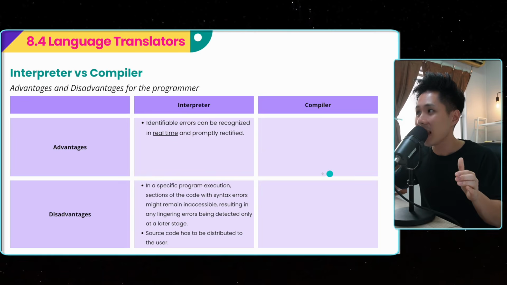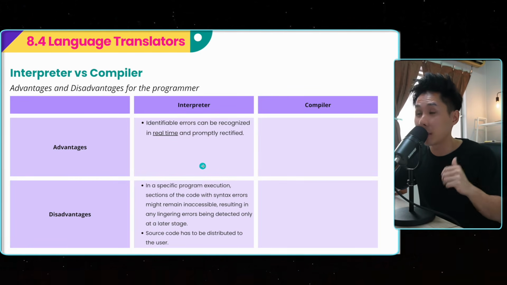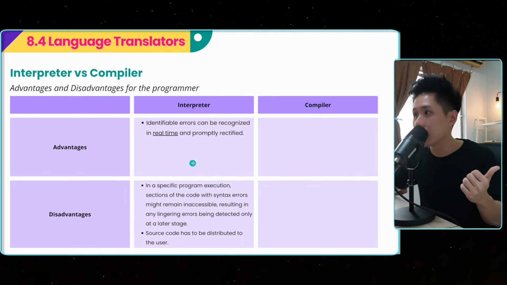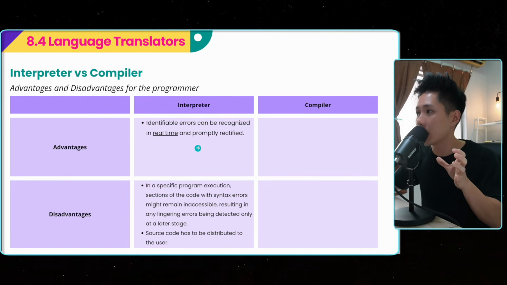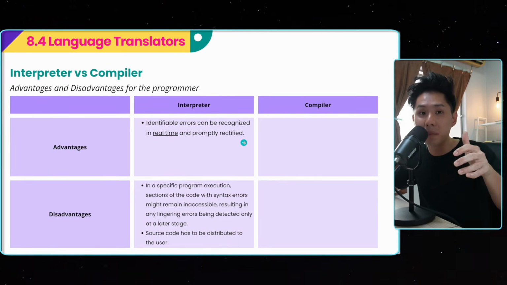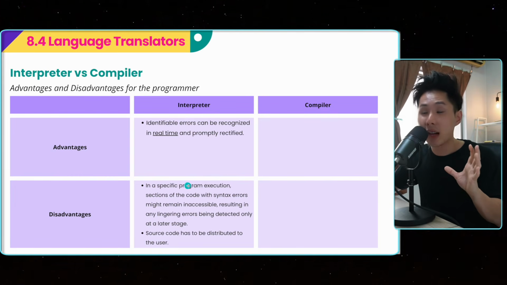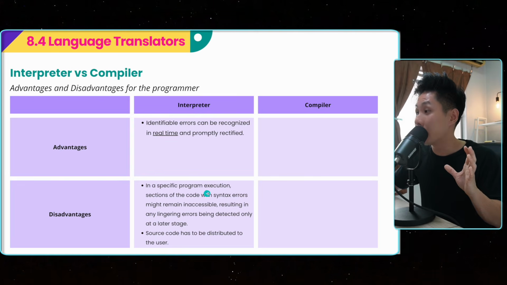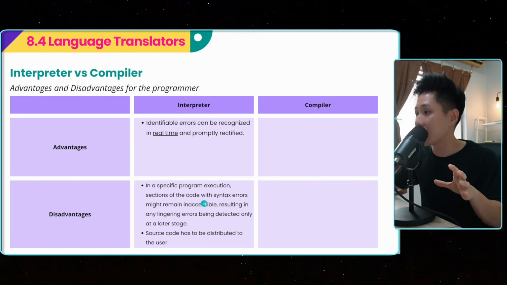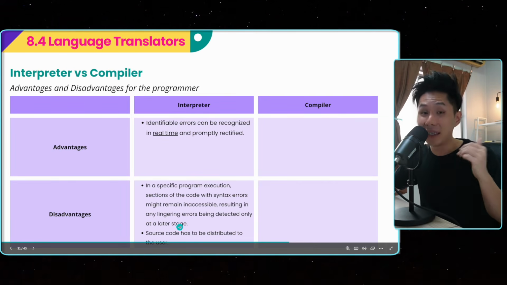run. So I have listed some advantages and disadvantages for the programmer first, and then for the user. For the programmer, errors can be recognized in real time and promptly rectified because the interpreter will stop when an error is detected, unlike the compiler. But the disadvantage is that in a specific program execution, a section of the code with a syntax error might remain inaccessible, resulting in any lingering error being detected only at a later stage.